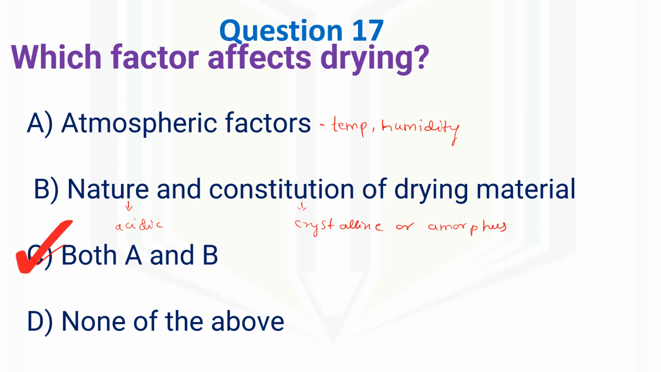Depending upon the nature and constitution of the drying material as well as the atmospheric factors, drying will be affected. If we increase the temperature and lower the humidity, drying will be faster. If a material is more amorphous, it will have a very porous structure and the moisture will be removed faster. It also depends on other factors like surface area. If more surface area is exposed, more moisture will be removed. So these are the factors which affect the drying, and our correct option is option number C, both A and B.